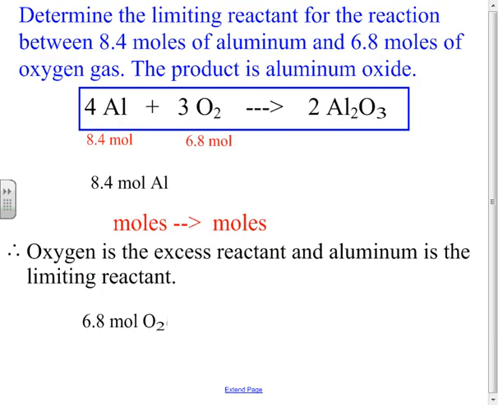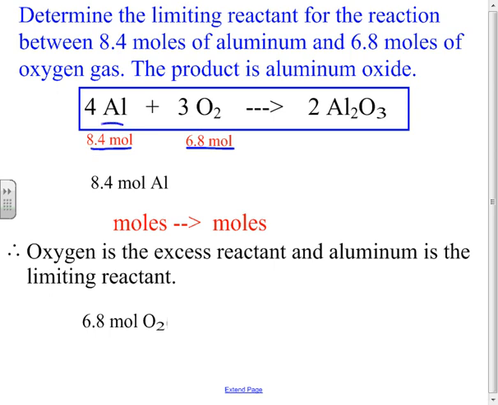If I asked you to determine the limiting reactant for the reaction between 8.4 moles of aluminum and 6.8 moles of oxygen gas, which produces aluminum oxide, again, the first thing you always have to do is write the balanced chemical reaction. And then I'd encourage you to write down the given quantities. You have 8.4 moles of aluminum and 6.8 moles of oxygen. We want to find which of those is the limiting reactant.